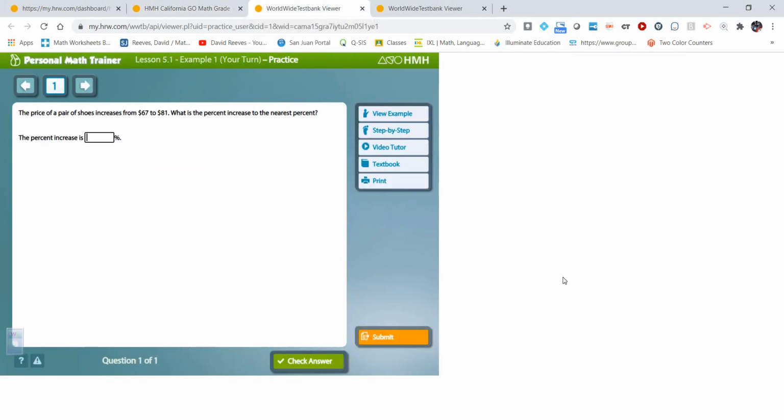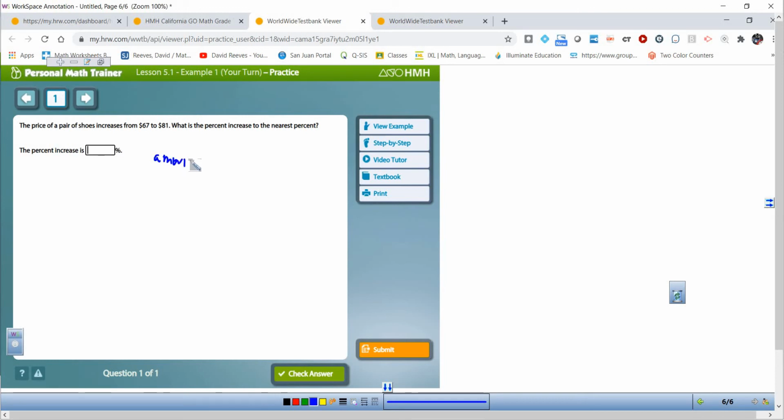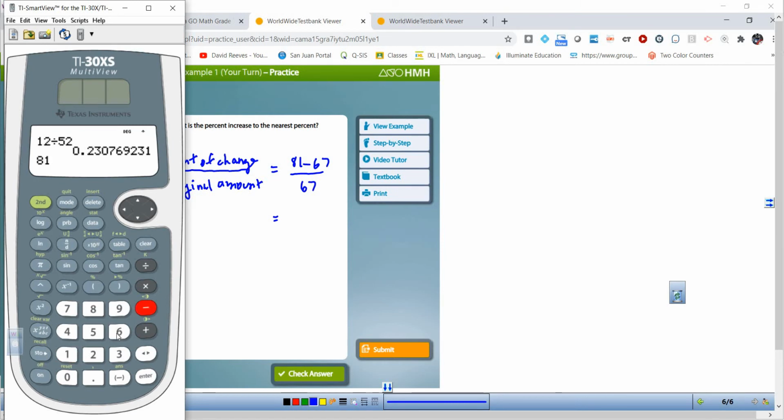Okay, so if we take a look at this one right here, another example, it says the price of a pair of shoes increases from 67 to 81. What is the percent increase? Okay, so again, we're going to do the amount of change over the original amount. And again, I'm going to do the larger minus the smaller. And my original amount was 67, okay? So 81 minus 67. Again, you are welcome to use a calculator. 81 minus 67, that's going to give me 14.